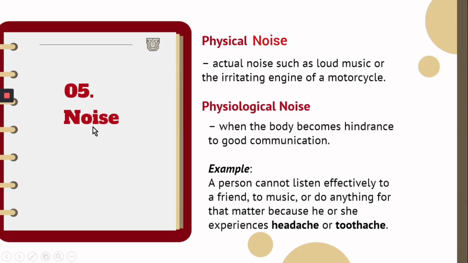Noise. Noise is anything that reduces the quality of the signal sent by the sender through the channel. We have two types of noise: the physical noise and the physiological noise. Physical noise is the actual noise that comes from our surroundings, such as loud music or the irritating engine of a motorcycle. The physiological noise is when the body of the speaker or listener becomes a hindrance to good communication. For example, a person cannot listen effectively to a friend, to music, or do anything that matters because he or she experiences headache or toothache.